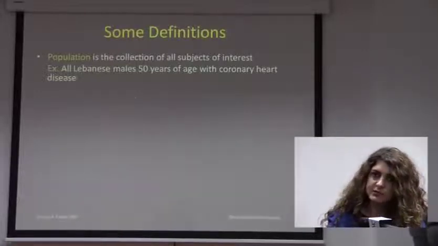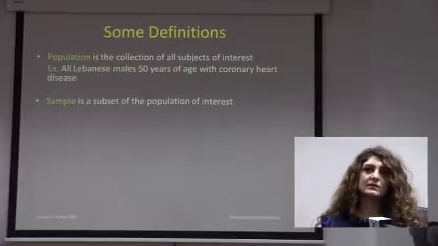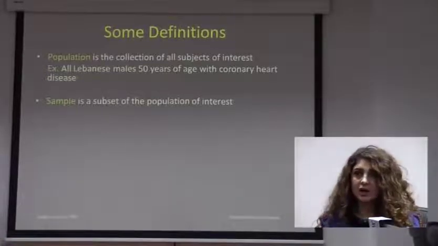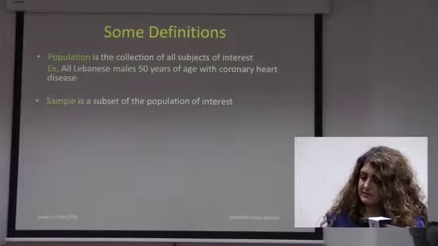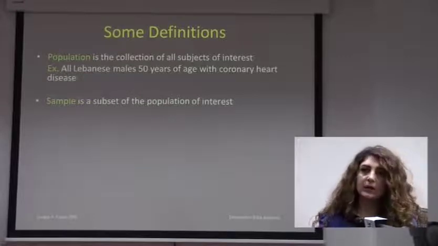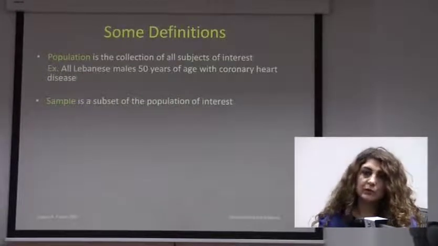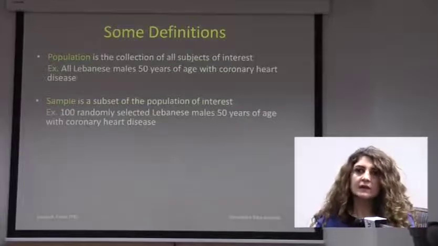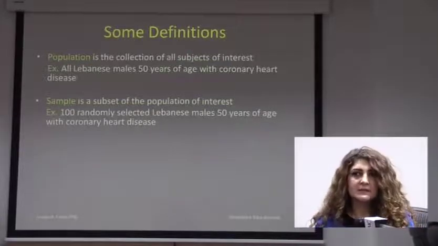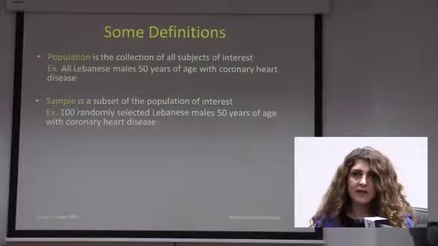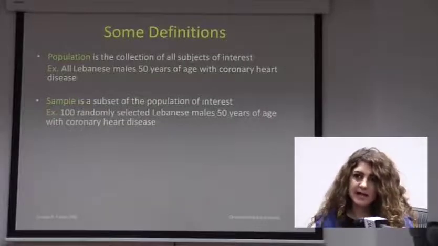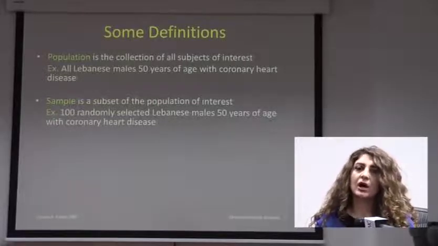So what researchers do instead is rely on samples. A sample is a subset of the population of interest. So in our population here, one sample would be 100 randomly selected Lebanese males that are 50 years of age with coronary heart disease. They are exactly like the population of interest.